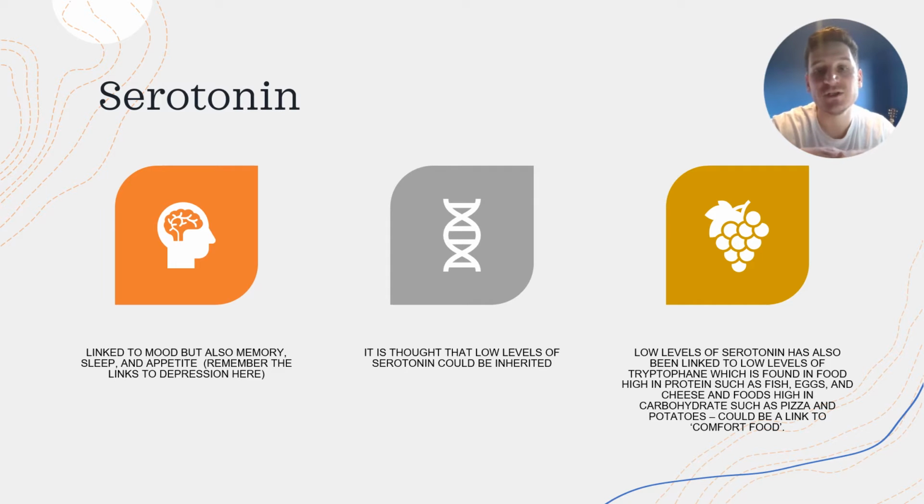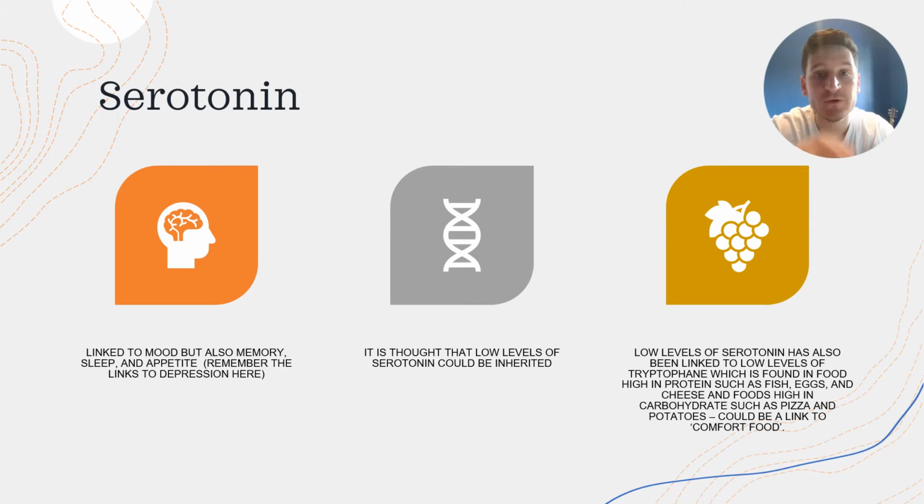And we already mentioned, didn't we, that symptoms of depression are disturbances in sleep and eating, and so it makes sense that there's a link there. It's thought that low levels of serotonin are linked to genes that are inherited, so you often find depression runs in families, not all the time, but quite often. And also, low levels of serotonin have been linked to food as well.